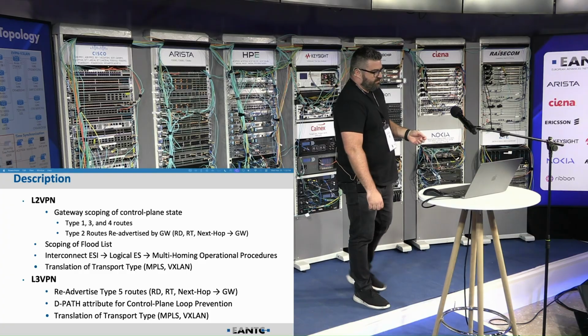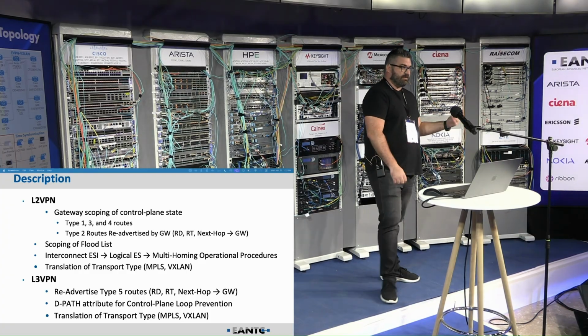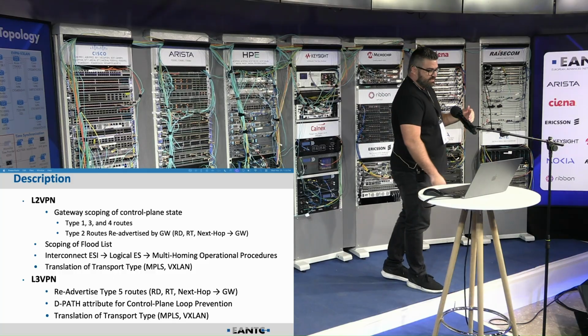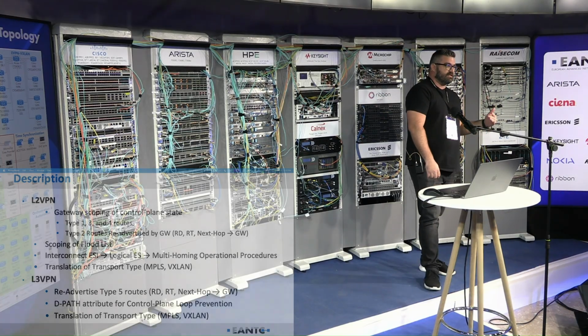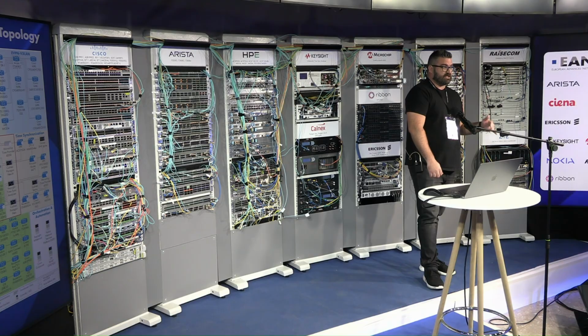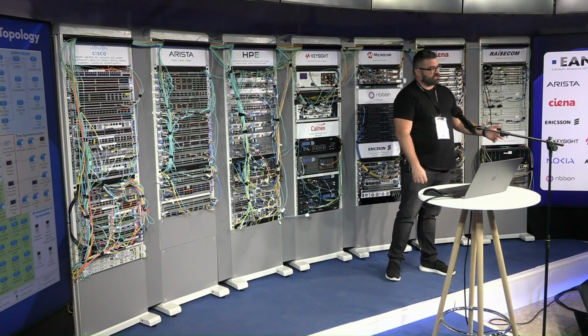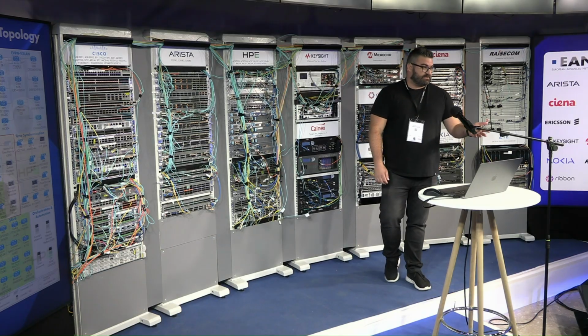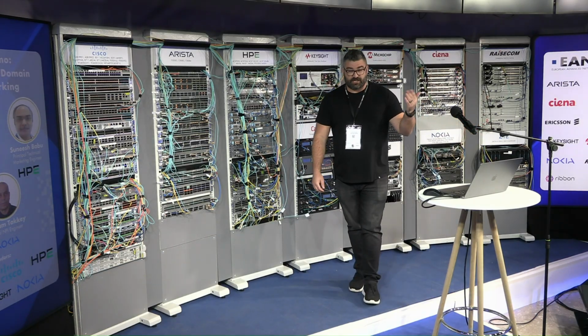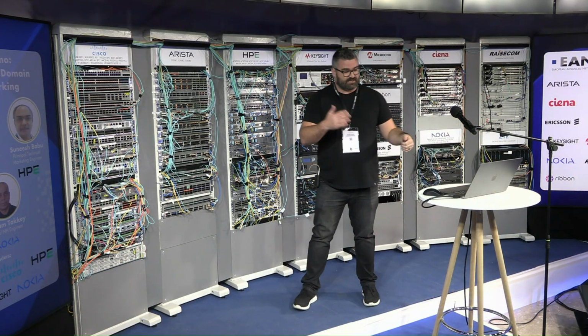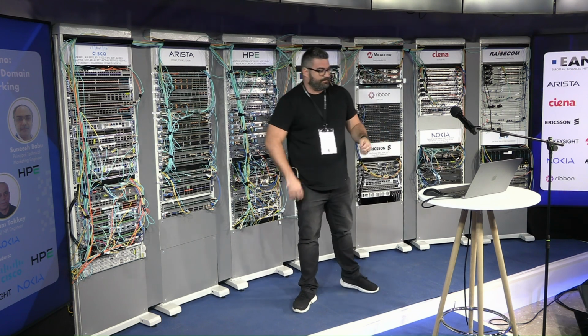For Layer 3 VPN, we are just going to re-advertise a type 5 route, and we're going to see that the DPath is stamped on there, and we're going to see in the control plane the tunnel encap attribute is updated as well as it goes along. This is the same for the type 2s, where it's going to say, okay, tunnel encap was VXLAN, now it's MPLS, now it's VXLAN again.